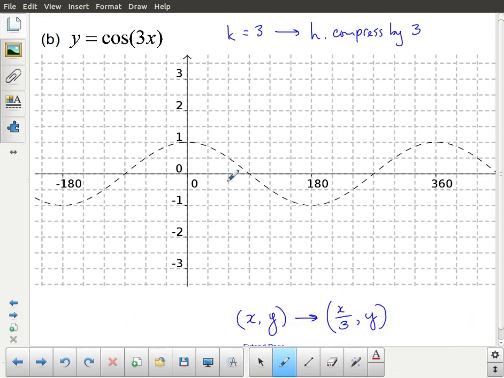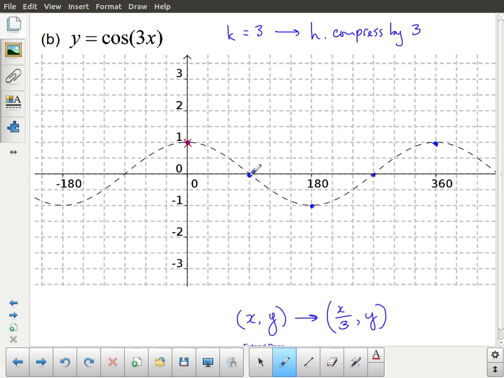I'm going to take those 5 starting points, and I'm going to take their x coordinates, and I'm going to divide that x coordinate by 3. So in that case, I'm going to be dividing the angles. So what's that going to look like? I'll switch to a different color here. This point is 0, 0. The x coordinate is 0. 0 divided by 3 is still 0. So this does not change.